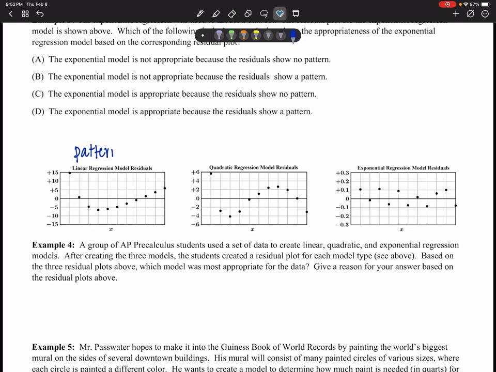Pattern equals not appropriate. I should say inappropriate. I don't know why I can't spell this today. Let's say inappropriate. Pattern equals inappropriate model.